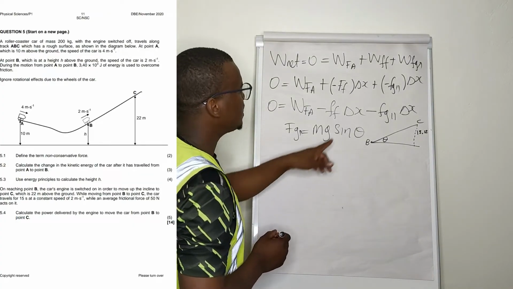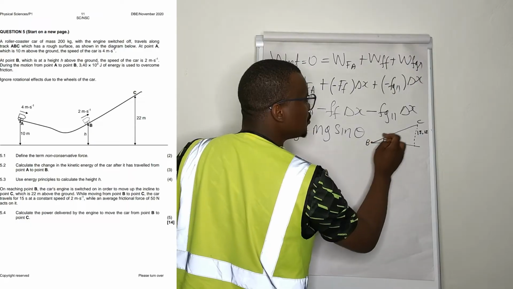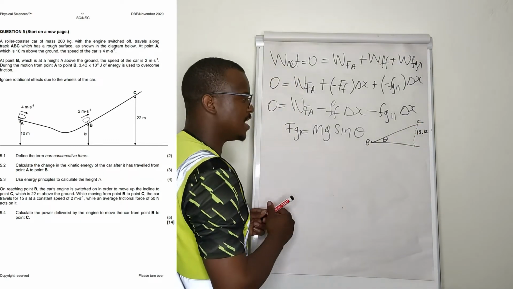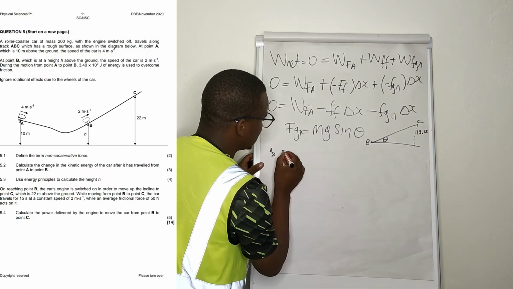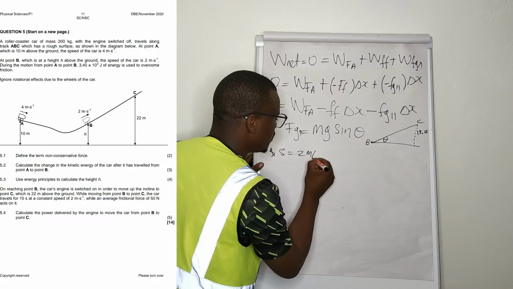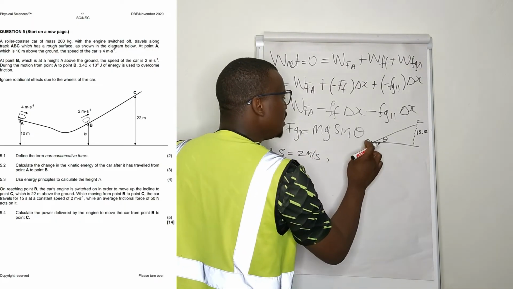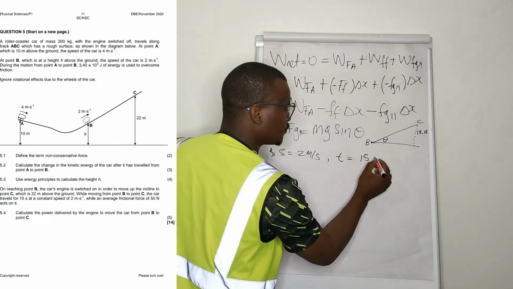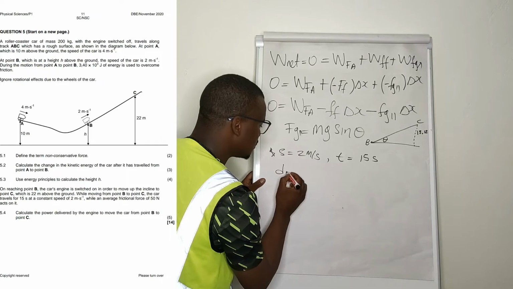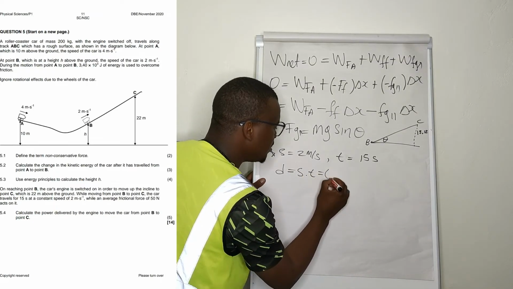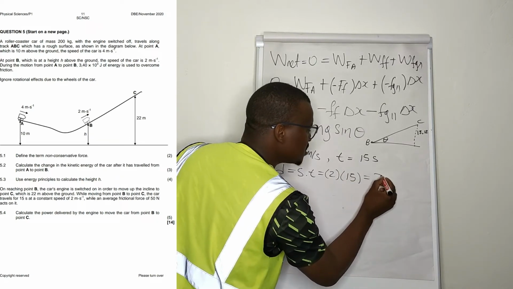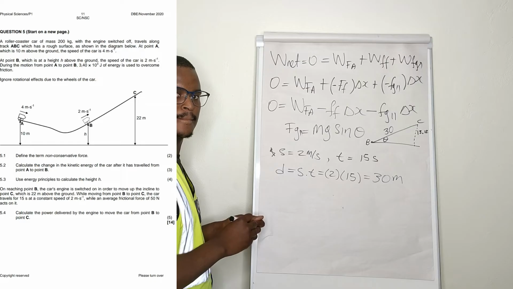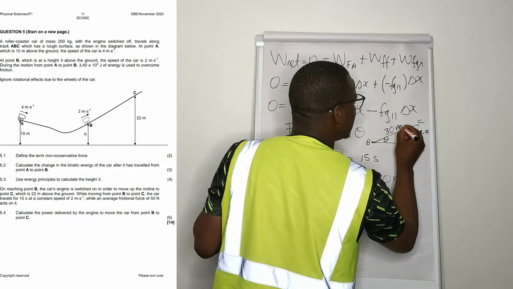Now, our delta x, what is it? It's the displacement, the distance between B and C. How are we going to find this distance? We were told that the speed from B to C is constant at 2 meters per second, and that it took 15 seconds to move from this point to that point. So our time is 15 seconds. We know distance is equal to speed times time. Our speed is 2 meters per second and our time is 15, which is 30 meters. So we have that displacement to be 30 meters.